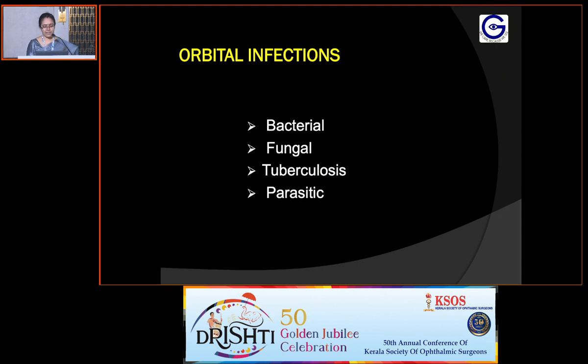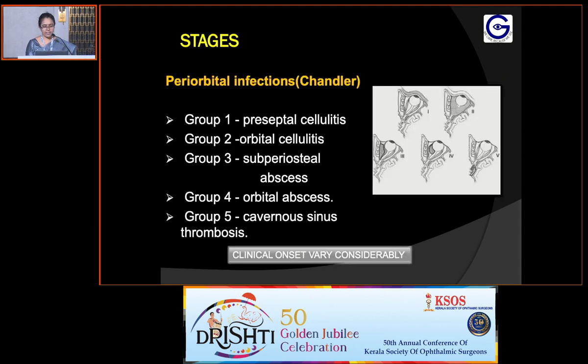So orbital infections can be either bacterial, fungal, tuberculosis, or parasitic. So coming to the stages, group 1 is preseptal cellulitis. This is basically for the postgraduates. Group 2 is orbital cellulitis. Then group 3 subperiosteal abscess. Then group 4 is orbital abscess. And group 5 is cavernous sinus thrombosis.